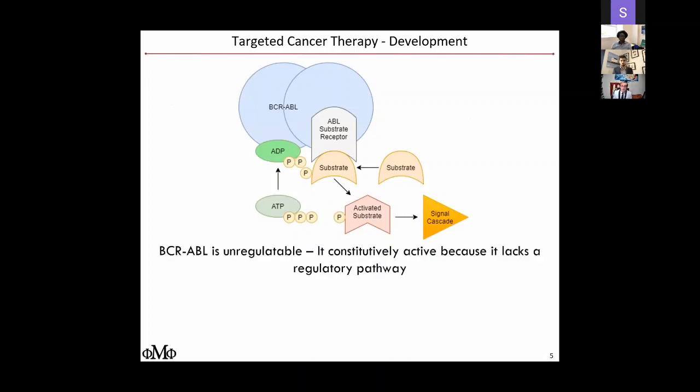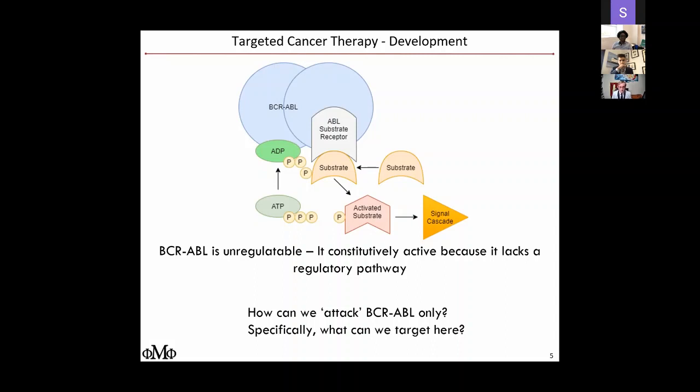As ATP goes in and donates one of its phosphates to a substrate, which activates the substrate and then goes along a signal cascade, it's unregulatable because our bodies do not have a mechanism to work with this specific tyrosine kinase. And so the question is, how can we attack BCR-ABL? How can we inhibit this system?